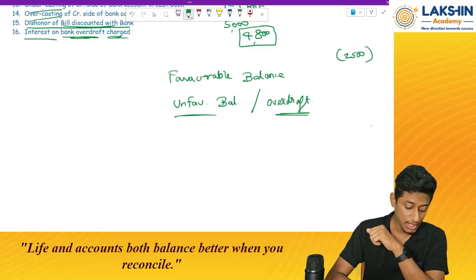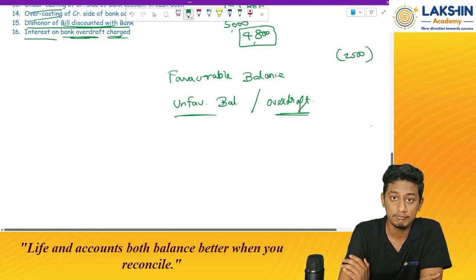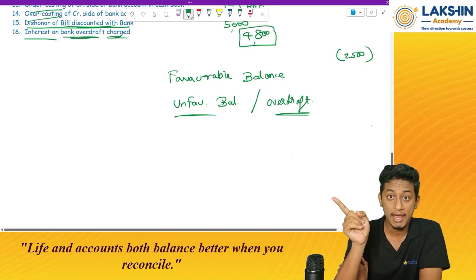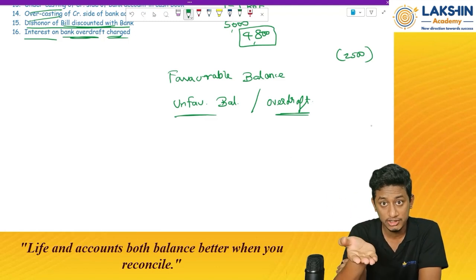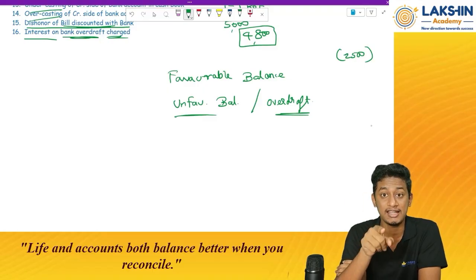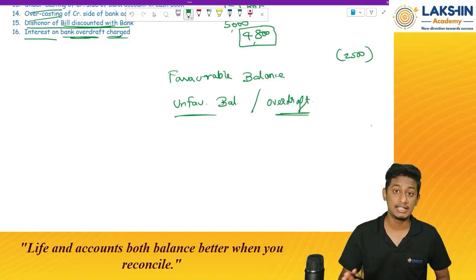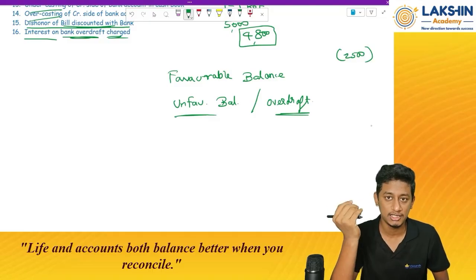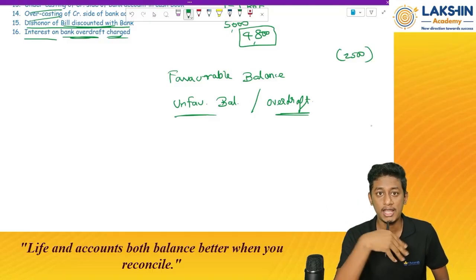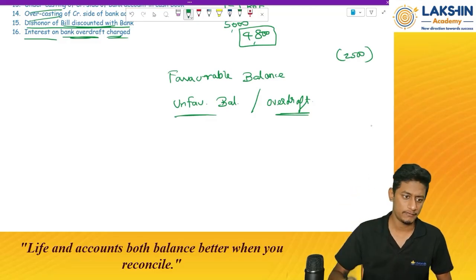How does that happen? Let's say I have an overdraft facility. In that case, what happens? The bank account balance will go below zero, that is, in negatives. That is called overdraft. So depending on this, the treatment will vary. I think you might have seen it in your PUC stages, but don't worry. I will teach you a method which will clearly make you understand. Okay, fine.